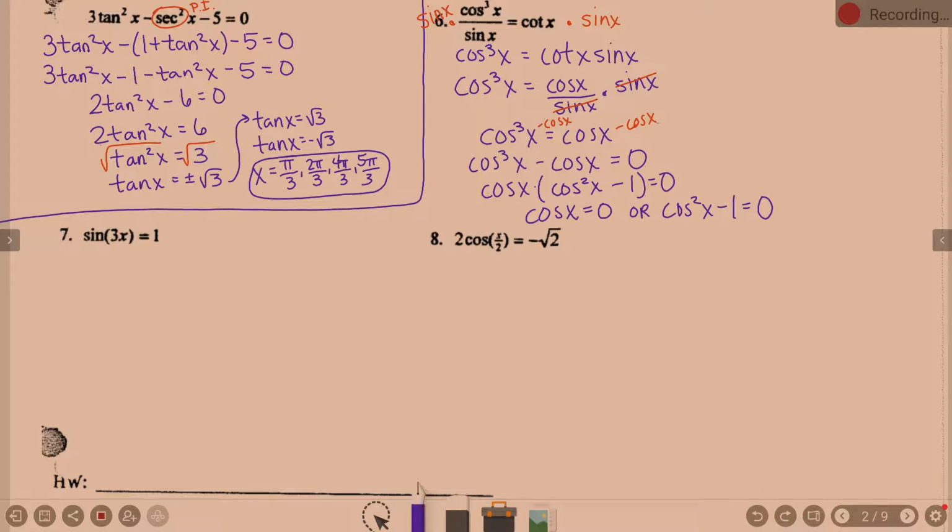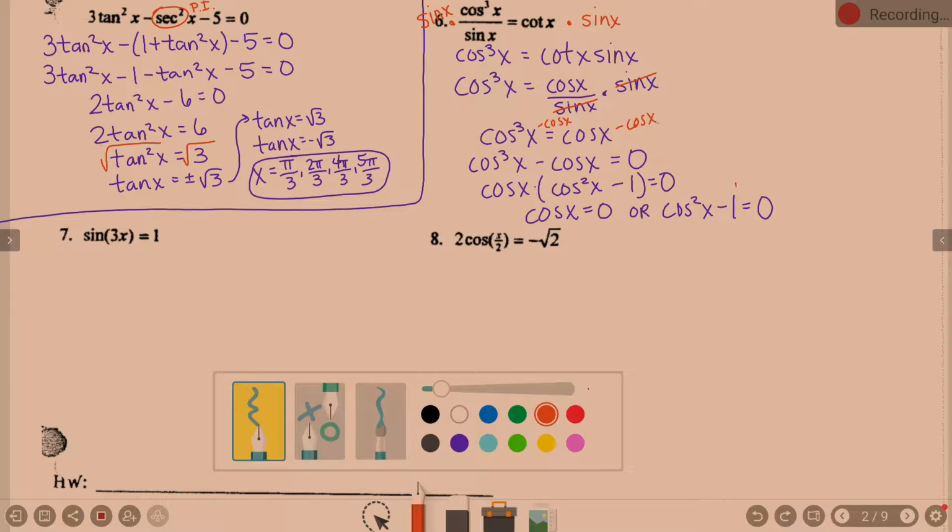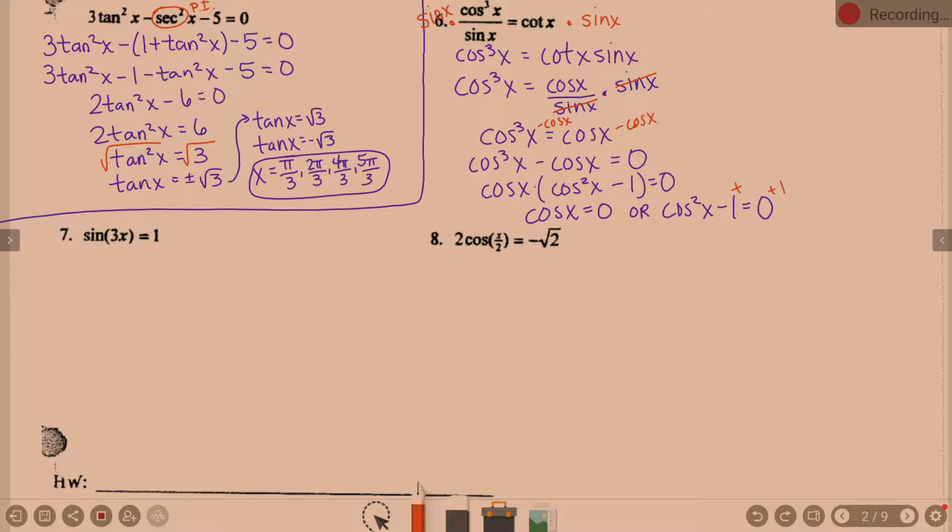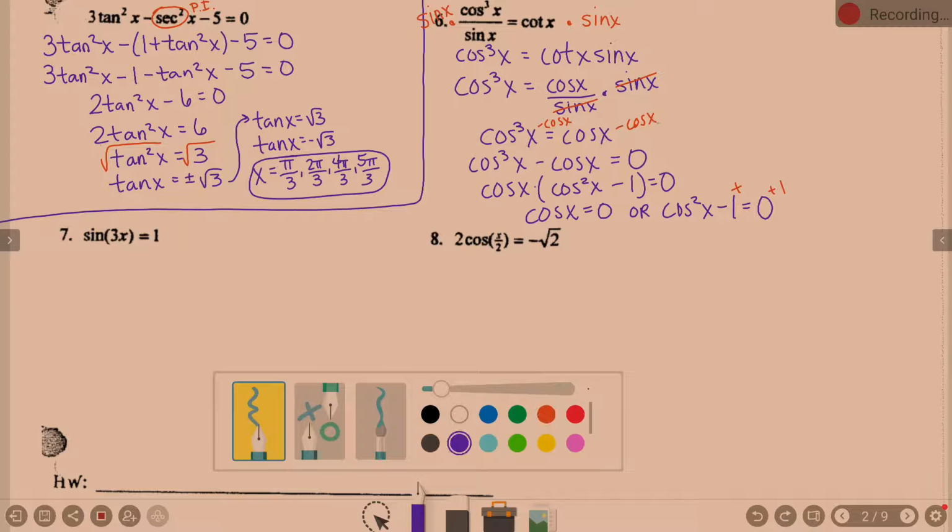I'm going to have to debate, do I want to go back up there or do I just want to continue down here to the right? I might just continue down here to the right. We'll see. Cosine x equals 0 is cosine x equals 0, right? That one's piece of cake. We'll get answers for that in a moment. What about the cosine squared x minus 1 equals 0? To solve for cosine, you want to add 1, yes.